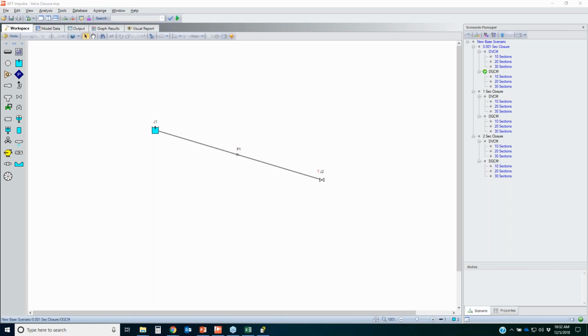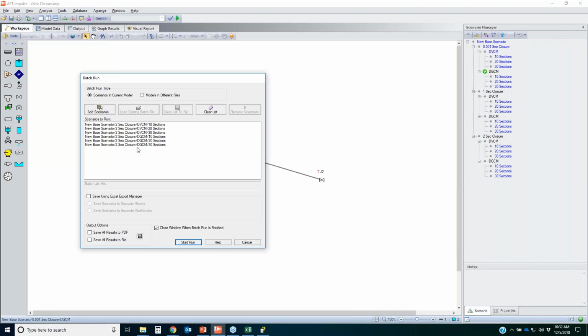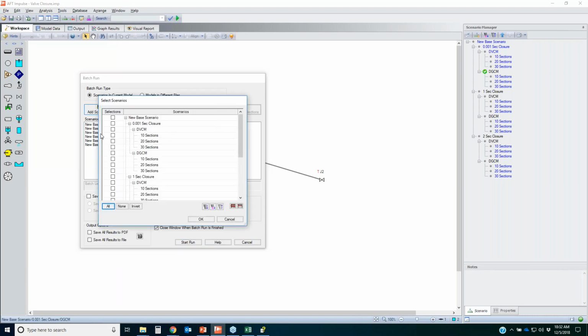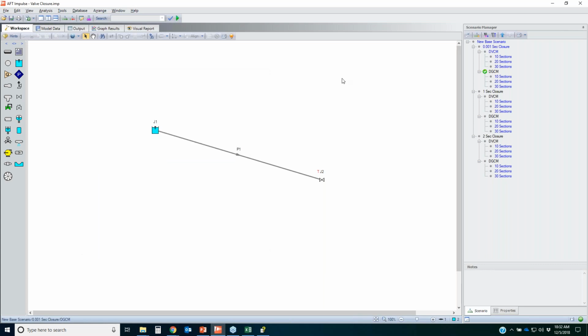So what I did was, after all those scenarios I created, I went to File and then Start Batch Run. And essentially, I added all the different scenarios to be run in a batch mode. That way, it would be very efficient. And once I was done running them, I would come back and I would look at the results. So let's take a look at the results for the scenario where the valve is closing in 1 millisecond.